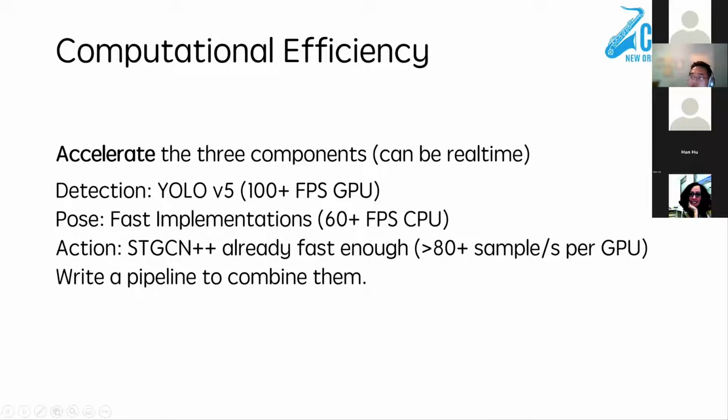The second challenge is computational efficiency, which is closer to engineering. We already demonstrate that skeleton action recognition itself is quite computationally efficient. Combining it with a fast detector and a pose estimator, one can get an efficient perception system for human-centric video analysis, and that can be quite useful.